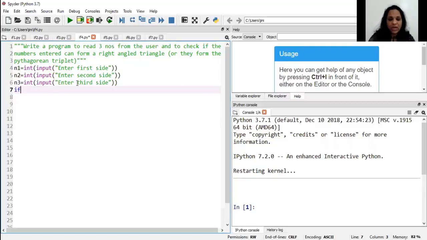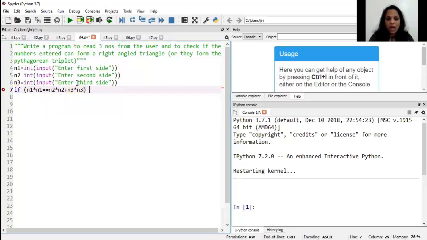I write if, and please pay attention to what I do here. If N1 into N1 equals N2 into N2 plus N3 into N3. So here, what am I checking? If N1 square, N1 into N1 means N1 square, is N1 square equal to N2 square plus N3 square? But here I'm assuming probably N1 is the hypotenuse, but I don't know that.